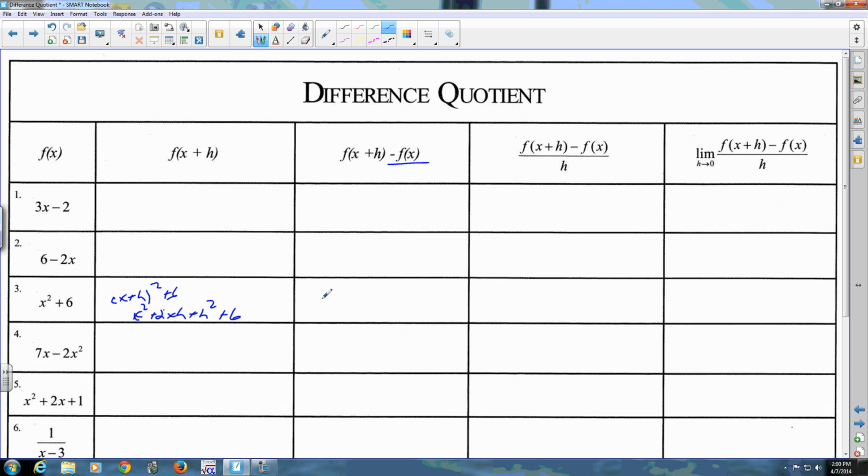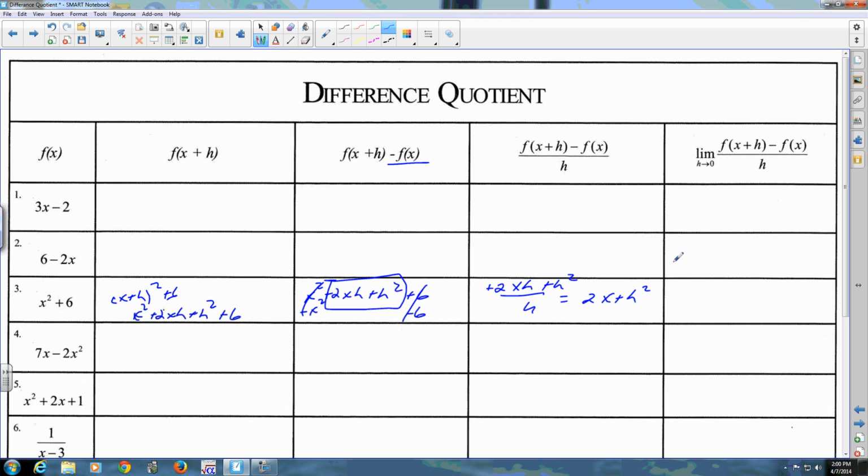Then subtract the original function from it. So you've got x squared plus 2xh plus h squared plus 6. Now I need to subtract x squared and minus 6. So cancel, cancel. So this is your answer for f of x plus h minus f of x. So that's the top: 2xh plus h squared, all over h, is going to give you 2x plus h squared. Right? Feels like I missed something. No, that canceled. No, I'm fine.